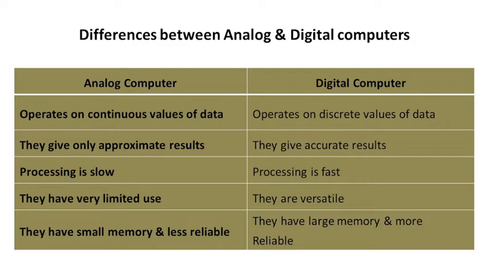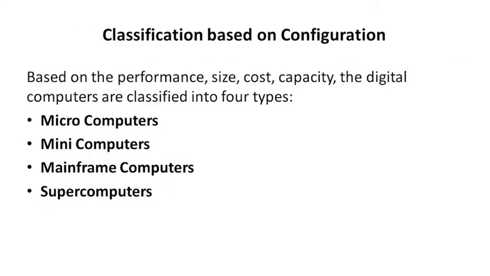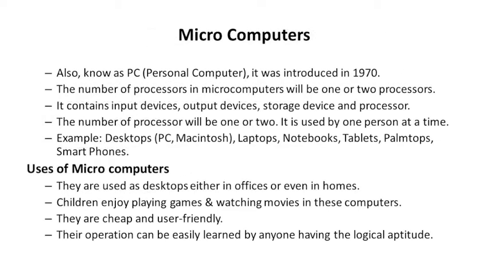Analog computers have small memory and are less reliable. Digital computers have large memory and are more reliable. The classification based on configuration has four categories: microcomputers, mini computers, mainframe computers and supercomputers.